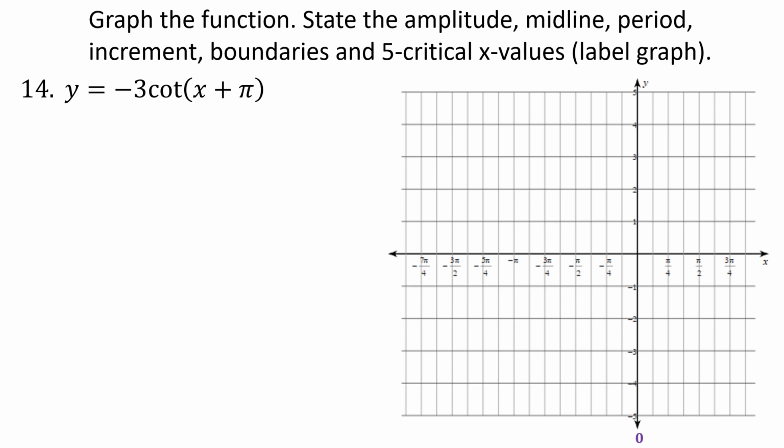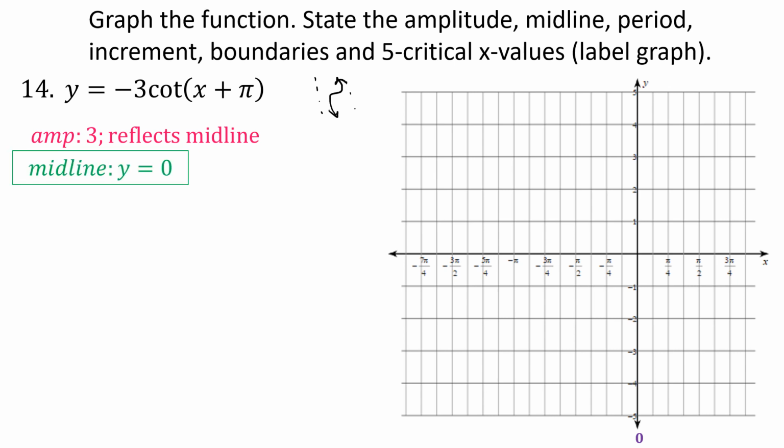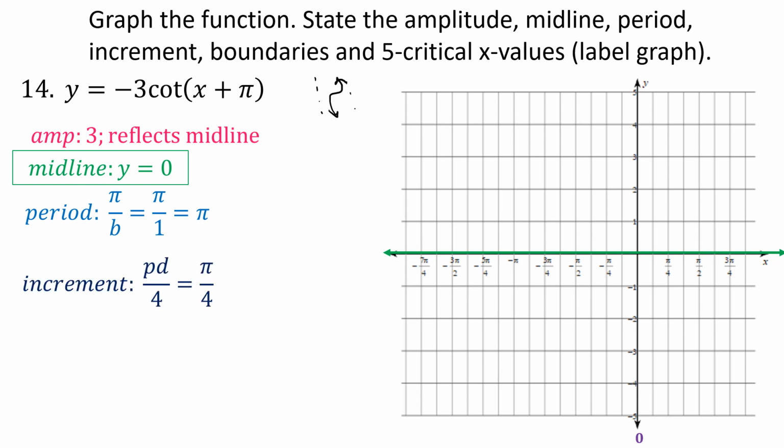Last example, y equals negative 3 cotangent of x plus pi. The 3 gives us the amplitude. It's a vertical stretch. The negative tells us to reflect our graph. So our negative cotangent actually looks like a positive tangent. The midline for this example is at 0. Y equals 0. Our period does not change because we only have a coefficient of 1 in front of our x. So the period is pi, making the increments pi over 4.